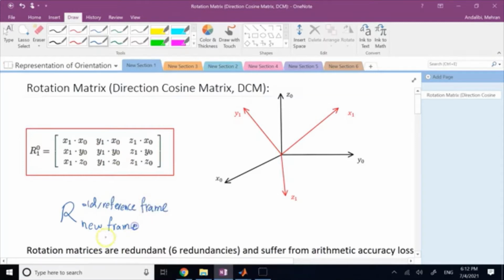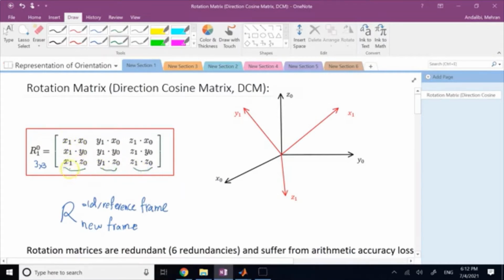Okay, so this is the notation that we are going to use from now on: rotation of the new frame with respect to the old or reference frame. And the way you describe it is, this is a 3x3 rotation matrix. If you look at it, it has 3 columns: column 1, column 2, and column 3.